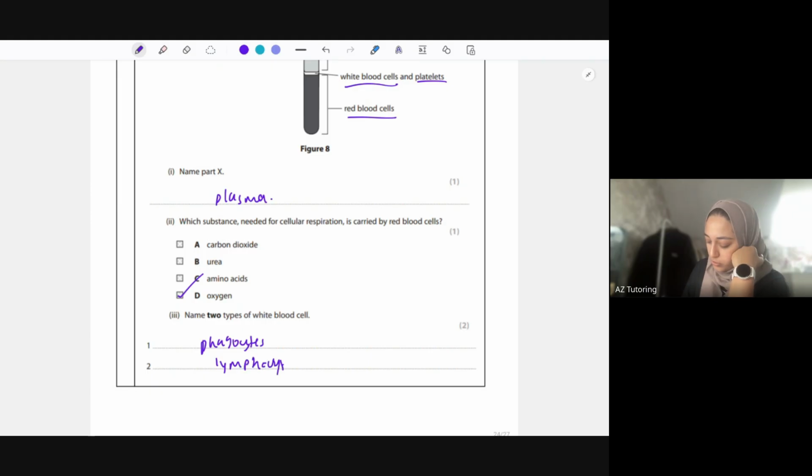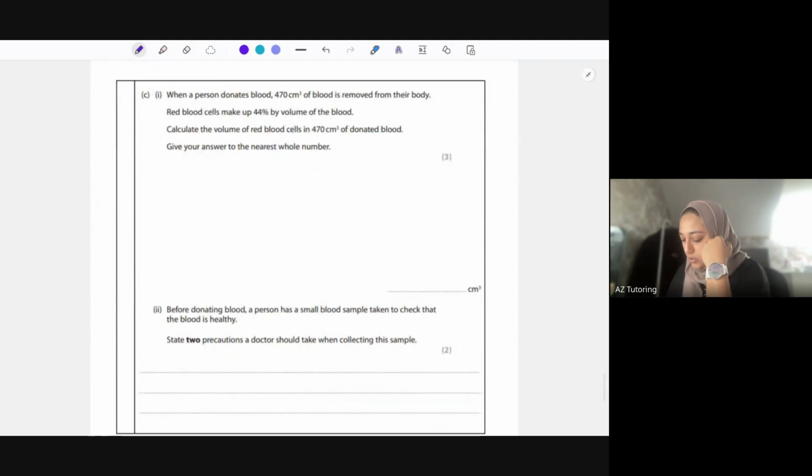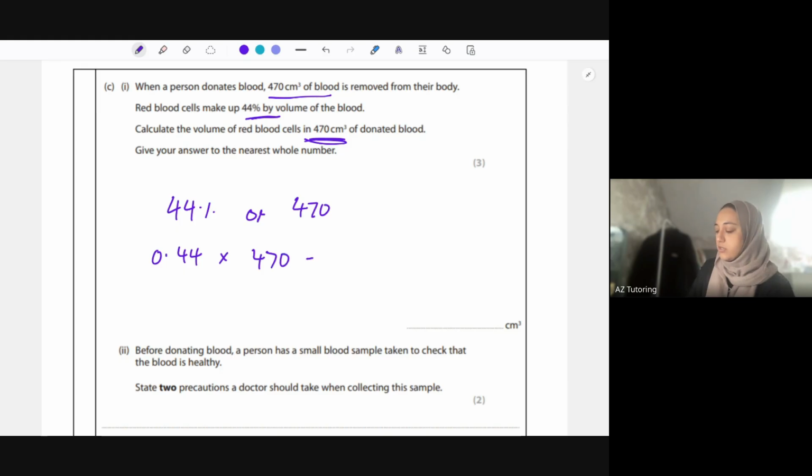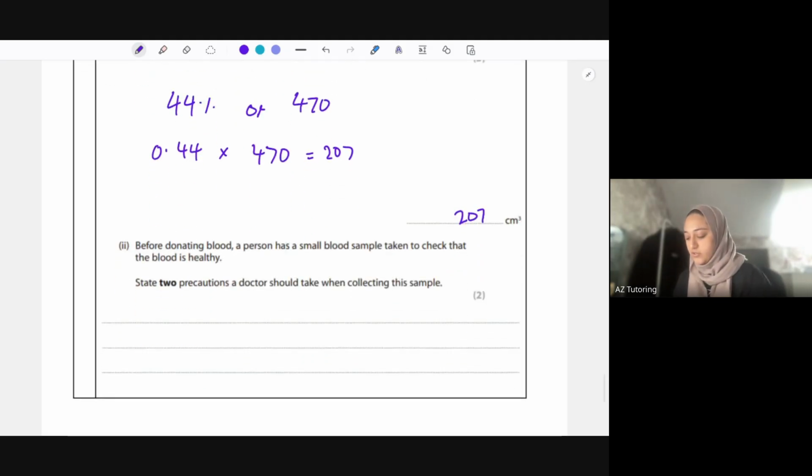I'm gonna just rush through this last part. Okay, when a person donates blood, 470 centimeters cubed of blood is removed from the body. Red blood cells make up 44% of the volume of blood. Calculate the volume of the red blood cells in 470 centimeters cubed of donated blood. For 3 marks, this is a steal of marks. All you're doing is 44% of 470. So putting that in the calculator, 44% is 0.44, just times it by 470, and you end up getting 207. That's insane that they give 3 marks for some of these maths questions because they're quite straightforward.